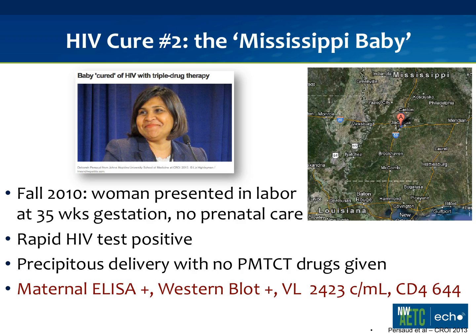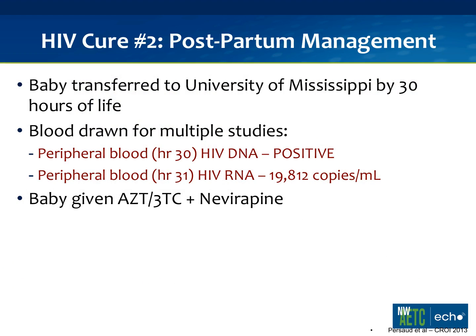And here's just filling out the rest of her labs, which eventually came back. Her Western blot was indeed positive, and her viral load was 2,400, so a relatively low viral load, but definitely not 0, and not less than 1,000. And her T cells were 644.